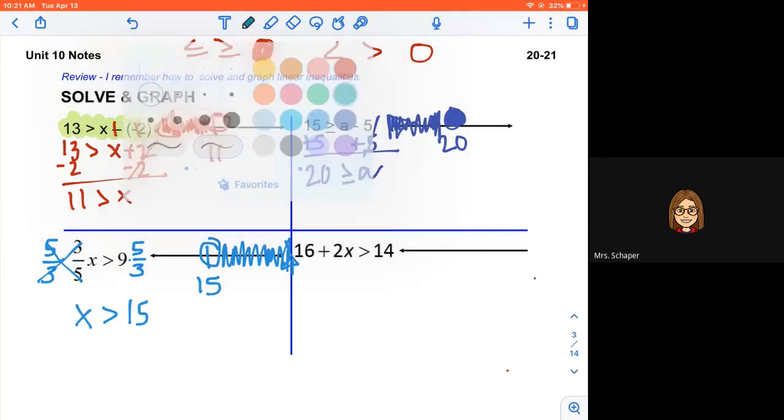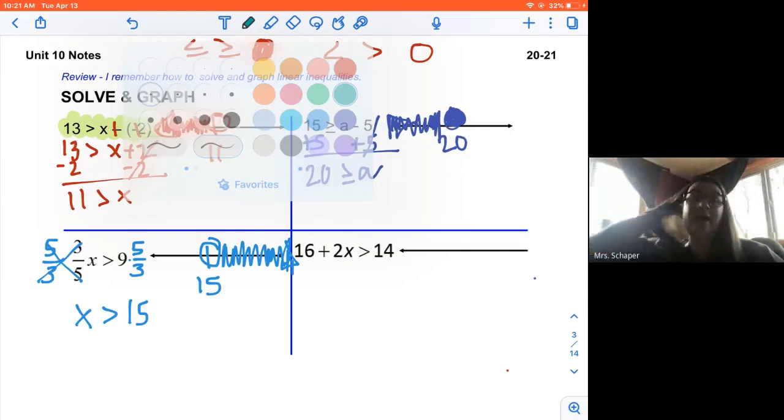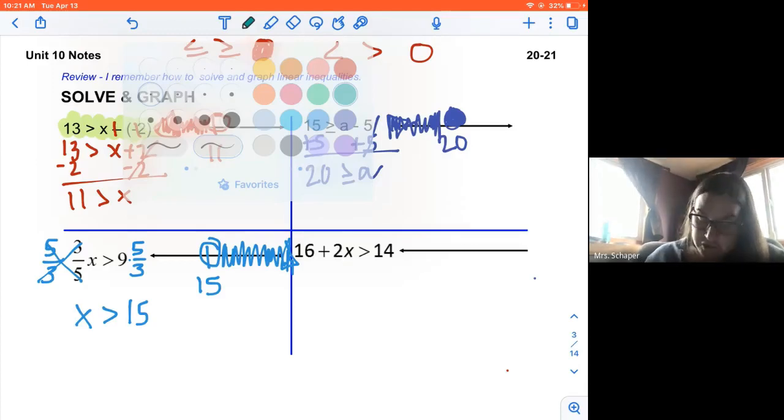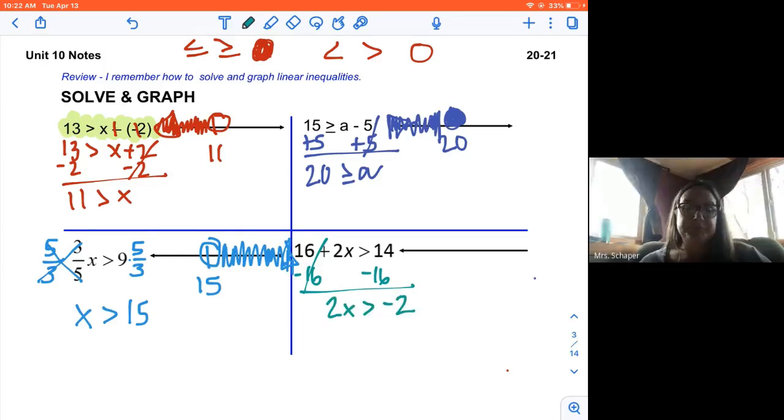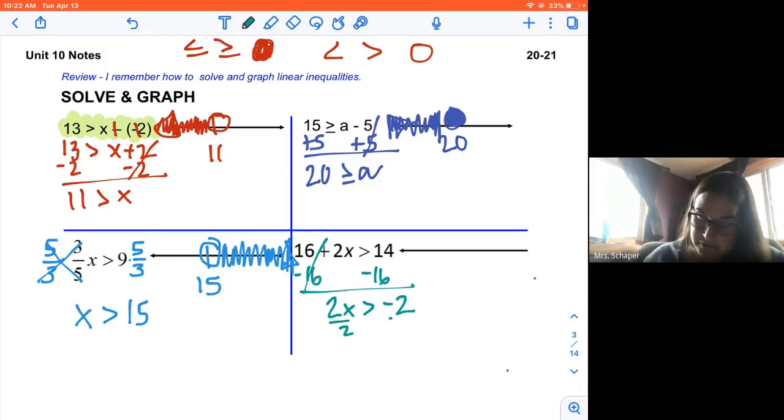Okay, so we're solving them just like we would an equation. And then the graphing part is a little bit new, so we're going to continue to practice that. So 16 plus 2x is more than 14. What I'm going to do is subtract 16 from both sides because my goal is to get x by itself. So 2 times something is more than -2. 14 minus 16 is -2. Divide by 2. X is more than -1.